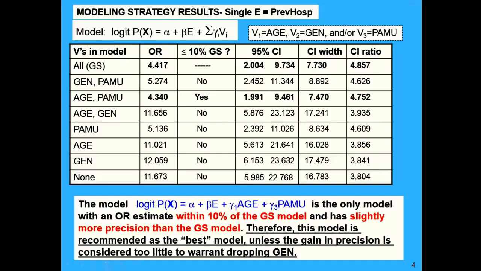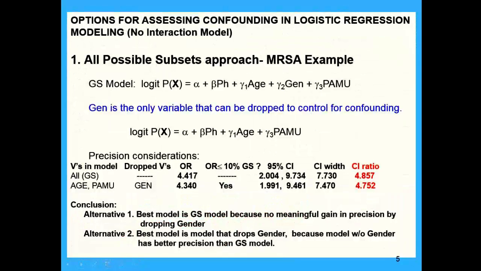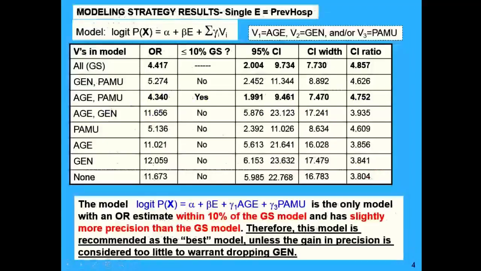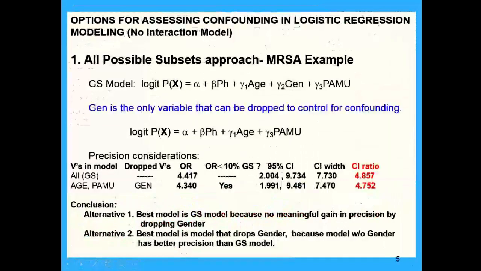So that's the all possible subsets approach, and we found out that these are the two models that you compare. In fact, what happened was we found that gender is the only variable that can be dropped to control for confounding, right? Gender is the only variable that, when dropped, gives you a model whose odds ratio is within 10% of the odds ratio for the gold standard. So when we did the all possible subsets approach, we were down to two models, and we looked at the confidence interval ratio, and this is just what we talked about at the beginning of class today.